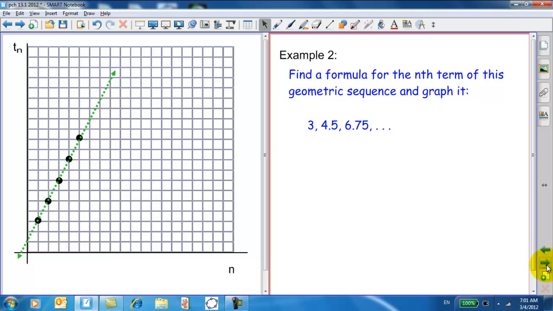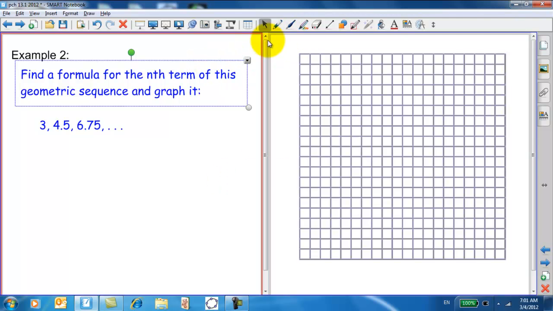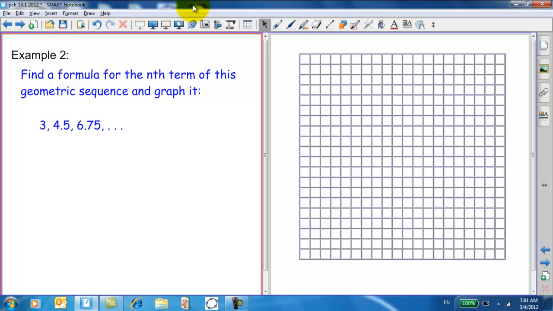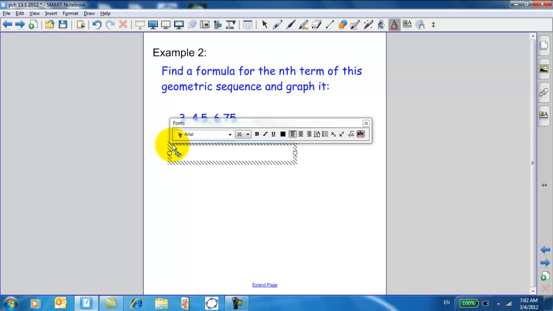Now find a formula for the nth term of this geometric sequence and graph it. So we're going to have to get a couple things over here. First, we have to consider what's the common ratio. We've been told it's geometric. Let's find the common ratio. The common ratio, r, is the ratio of any two successive terms. So 4.5 divided by 3. And we get 1.5.